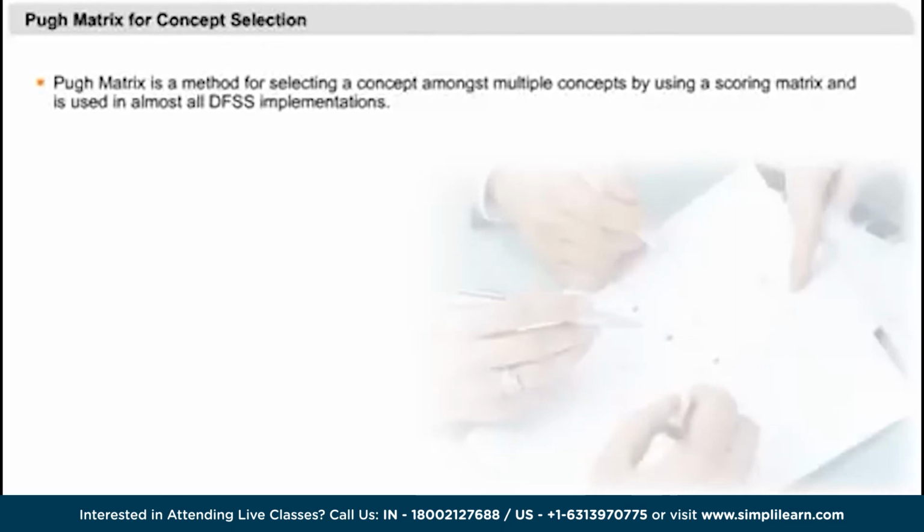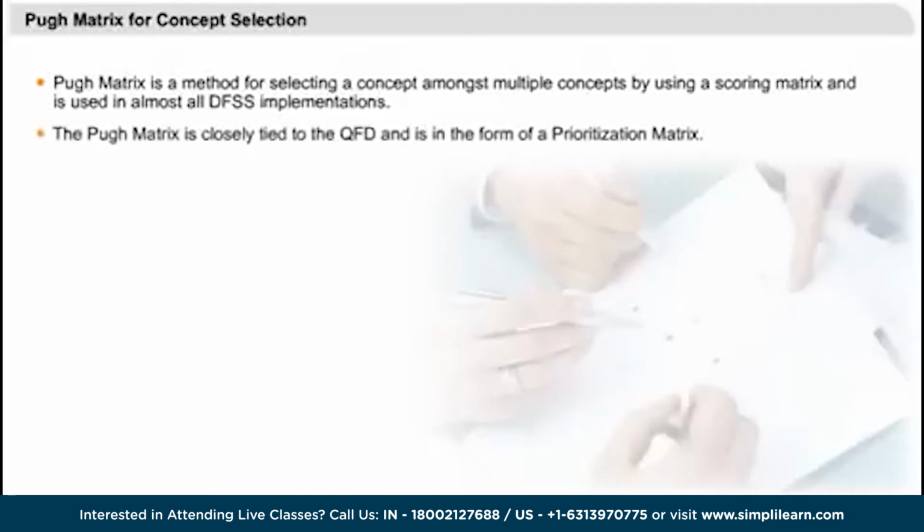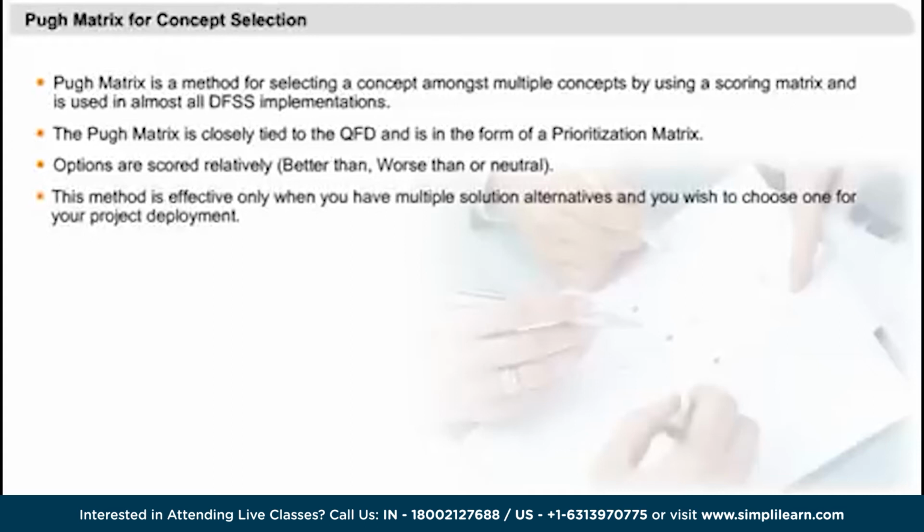Pugh matrix is a method for selecting a concept amongst multiple concepts by using a scoring matrix and is used in almost all DFSS implementations. The Pugh matrix is closely tied to the QFD and is in the form of a prioritization matrix. Options are scored relatively. Score 1 for a solution better than the current solution. Score 0 if the solution is the same in effectiveness, and score a -1 if the solution is worse than the current solution. This method is effective only when you have multiple solution alternatives and you wish to choose one for your project deployment.